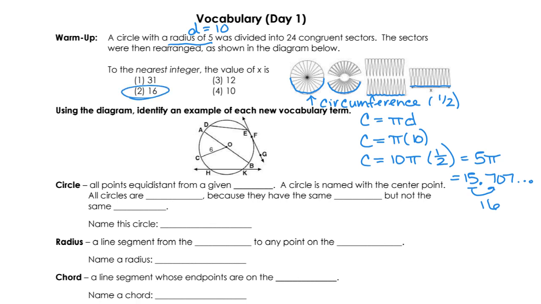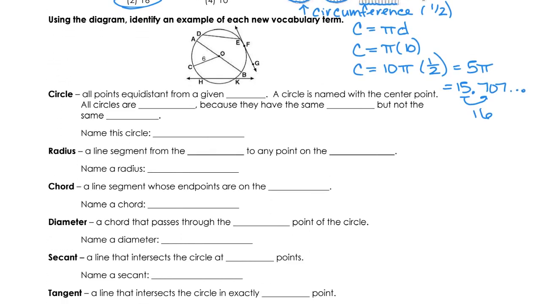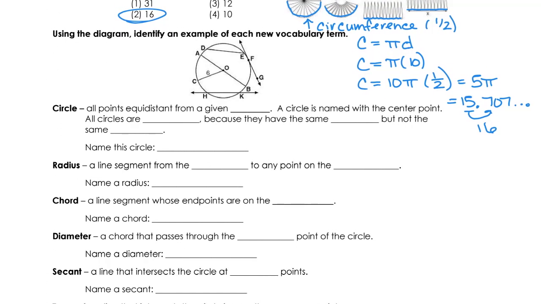Okay, so that's a little bit of our prior knowledge about circles. And now we're going to talk a lot about our vocab for circles. The definition of a circle, guys, is that it's all points equidistant from a given point. And that given point is called the center. A lot of times in circles, they call that center point O. So a circle is named with the center point. Also, we have to know that all circles are similar because they all have the same shape, but not necessarily the same size. This circle would be called circle O.